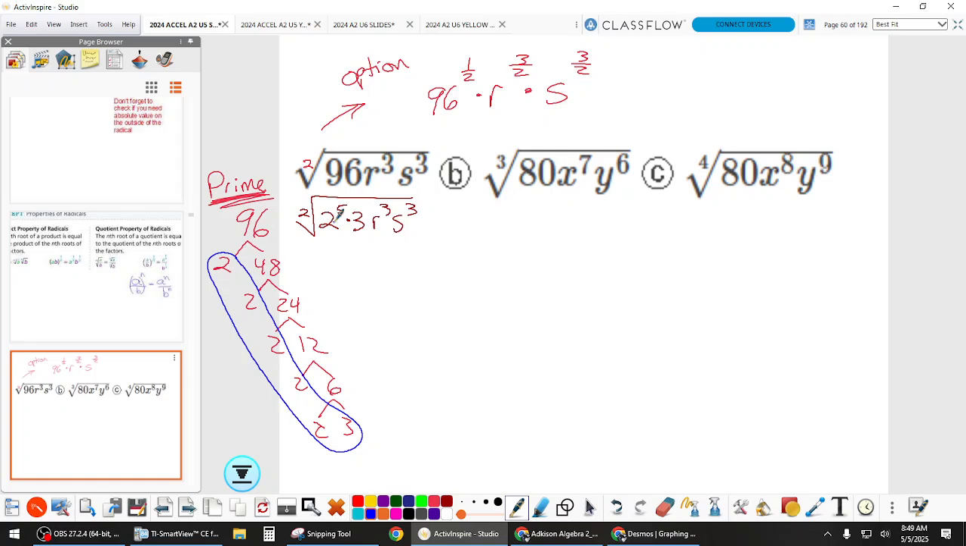Oh, I see. Okay, we're going to rewrite for this one, and you won't need this very long, but we're going to write it like this. Because 2 to the 5th has 4 twos in it, so there's 2 groups of 2 twos.